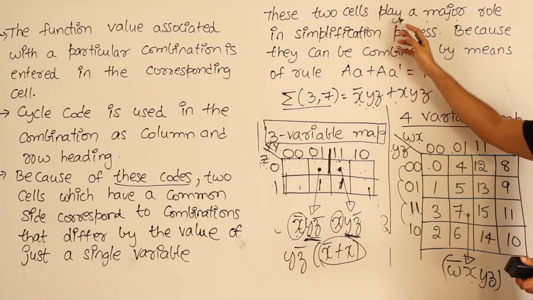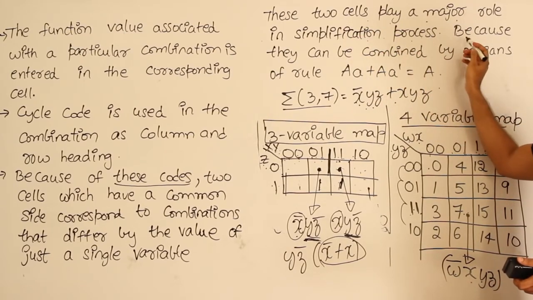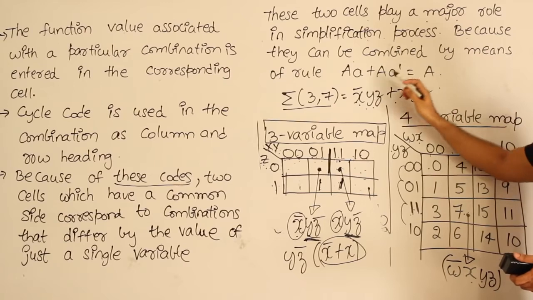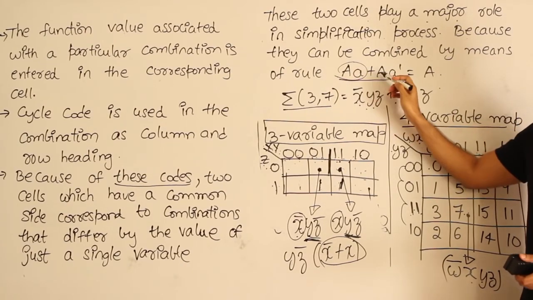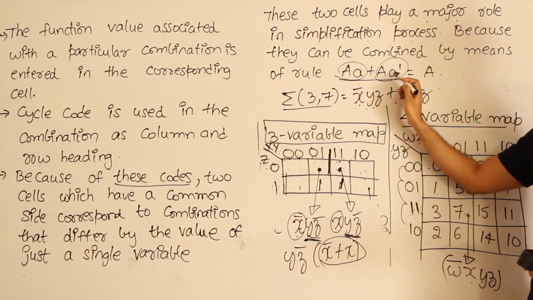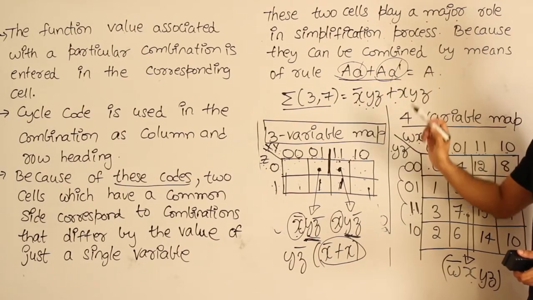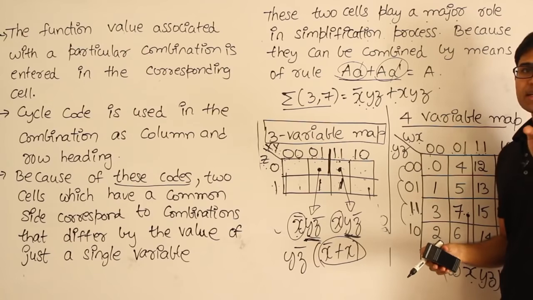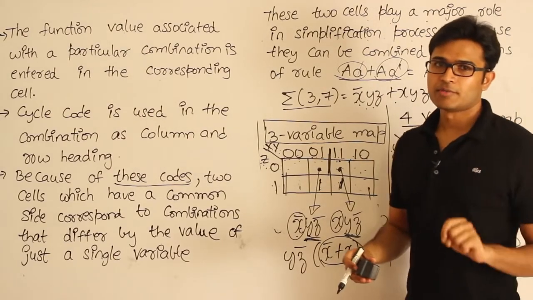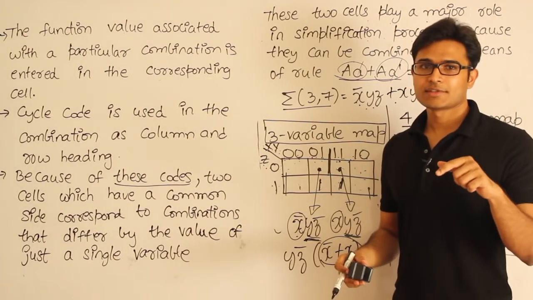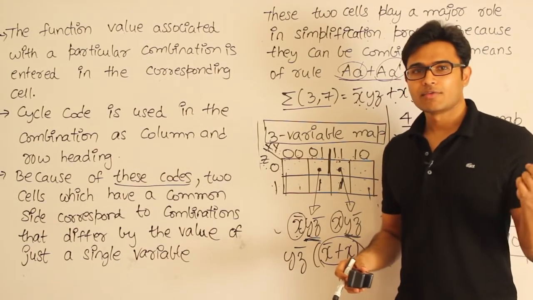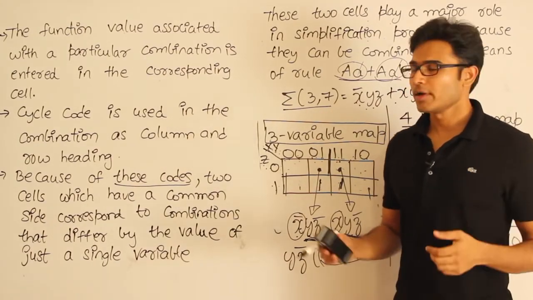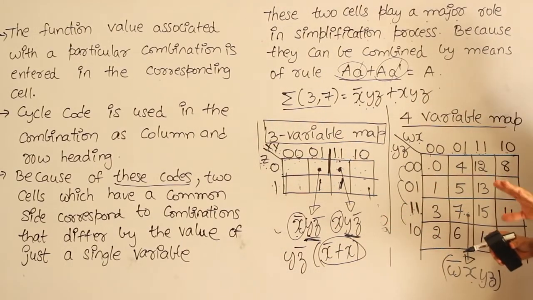So these two cells play a major role in the simplification procedure because they can be combined by means of this rule. So when there are two min terms which differ by only one variable, that variable can be eliminated, isn't it? Therefore by combining two cells, I can eliminate one variable. What if I combine four cells? In four cells, how many will be differing? 2. If I combine four cells, I can eliminate 2. Okay, we shall see it. Don't worry, we shall go step by step.